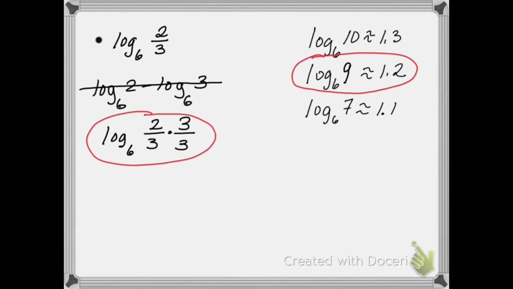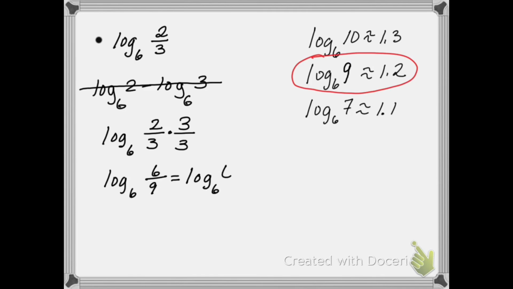So the trick, though, was, look what happens when I multiply by 3 over 3. Now I get log base 6 of 6 over 9. And using the subtraction property, I get log base 6 of 6 minus log base 6 of 9. So log base 6 of 6, I know, by definition of a logarithm. What power do I raise 6 to get 6? Well, I raise 6 to the first power. And then log base 6 of 9, there I've got my approximation, which is 1.2.